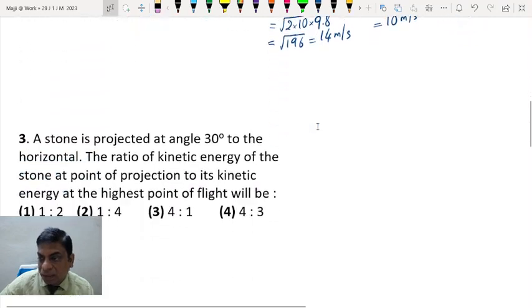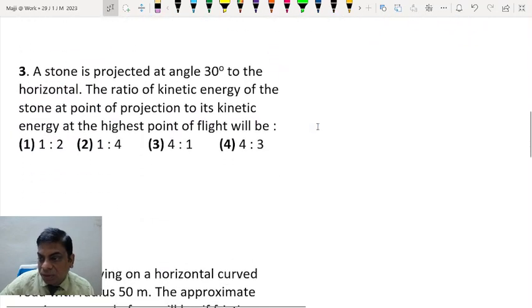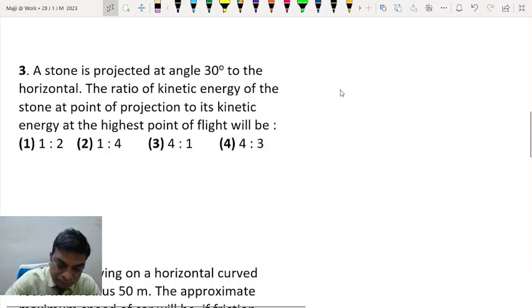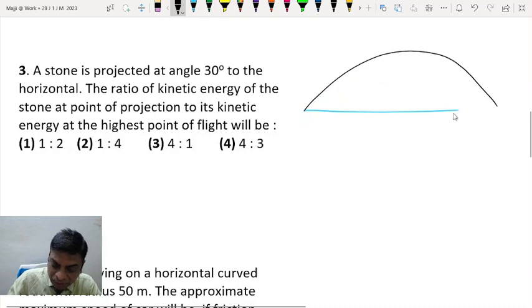Then moving on to the next question. A stone is projected at 30 degrees to the horizontal. The ratio of kinetic energy of the stone at the point of projection to its kinetic energy at the highest point of flight will be? So you have a projectile motion, the trajectory you can see. Let us say this is theta degrees.